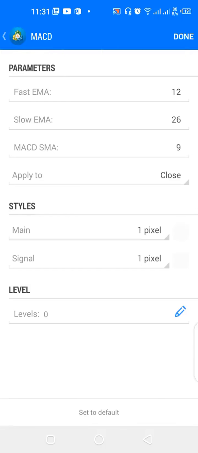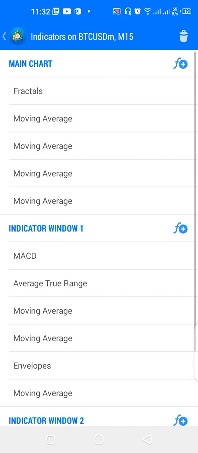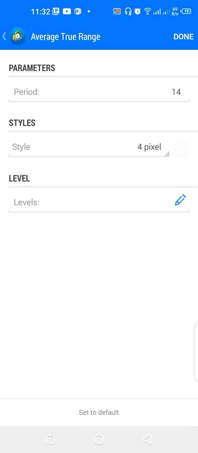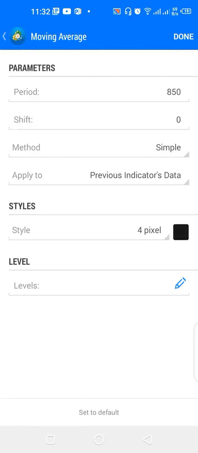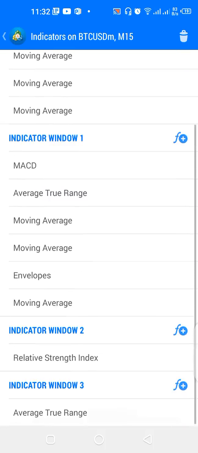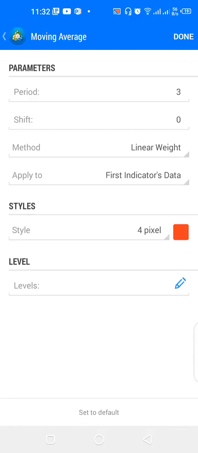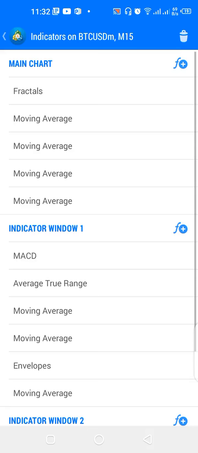For indicators, we have MACD. The fast EMA is 12, the slow EMA is 26, MACD SMA is 9, applied to close, no color. Then the next indicator is average true range, period is 14, there is no color. And for the next indicator, we have moving average, 850 periods, method is simple, applied to previous indicator's data, color is black. Okay, the next one is 3 period, shift is 0, linear weighted, first indicator's data, color is red.